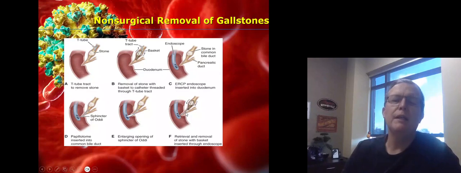What you will also see commonly done first, if we can avoid using a basket, is we'll take the device up that has a balloon in it, advance the catheter past the stone to this area, inflate the balloon, and basically use the balloon to pull back and drag the stones back into the duodenum through the sphincter of Oddi.